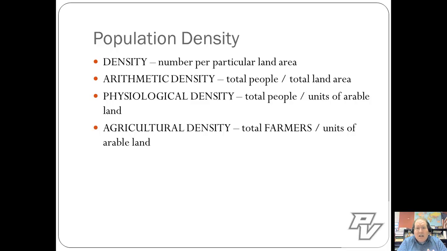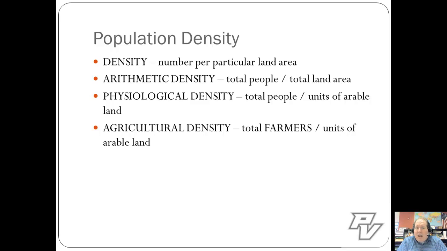Agricultural density is the final one. Agricultural density is the total number of farmers divided by the units of arable land. Why this is important is that if there are more farmers, typically they're going to be involved in more sustained subsistence style farming, not market farming like we'll find in the United States.